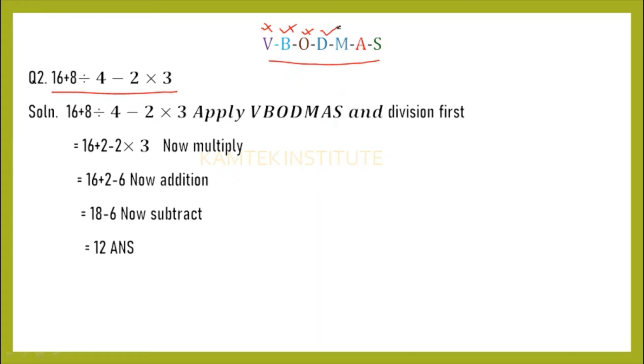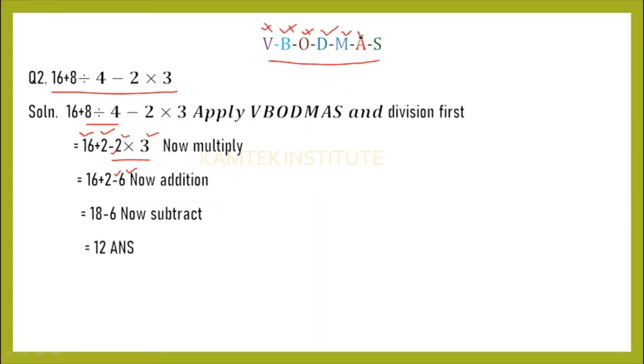Then do we have division? Yes, we do have division over here. So the next step, we are going to do this operation. We write down 16 as it is, and 8 divided by 4 we get 2. Then we write down minus 2 multiplied by 3 as it is. What is the next step? We have the multiplication operation. So do we have multiplication here? Yes, we do have multiplication. So we write down 16 plus 2 minus, this minus sign comes as it is, and 2 into 3 is 6 over here.